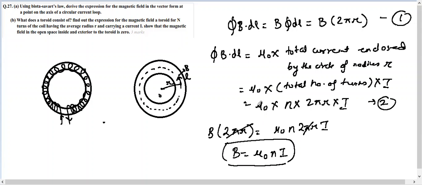So for any point inside the empty space surrounded by the toroid and outside the toroid, the magnetic field is 0 because the net current enclosed in these spaces is 0. So we can say that for any point outside or any point inside the toroid, the magnetic field is going to be 0 because there is no current in these places. The current is just existing inside the toroid.